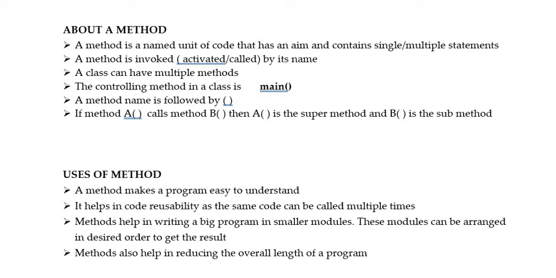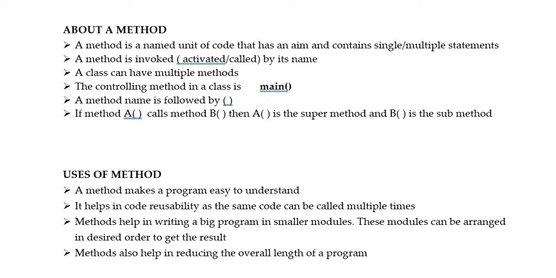A method name is followed by brackets, the first brackets that you can see. And if I have two methods named A and B, and A is calling B, then A is called the super method and B is called the sub method. Don't worry, programs are coming up to show you how these are implemented.